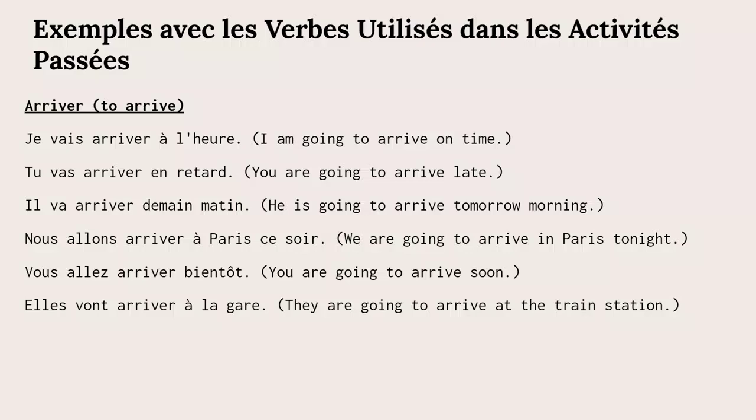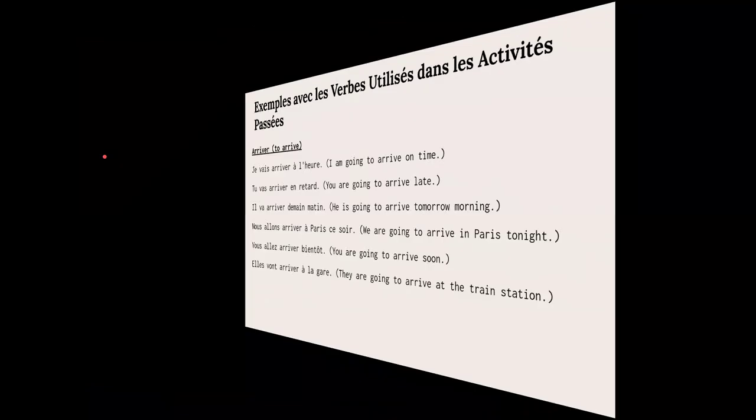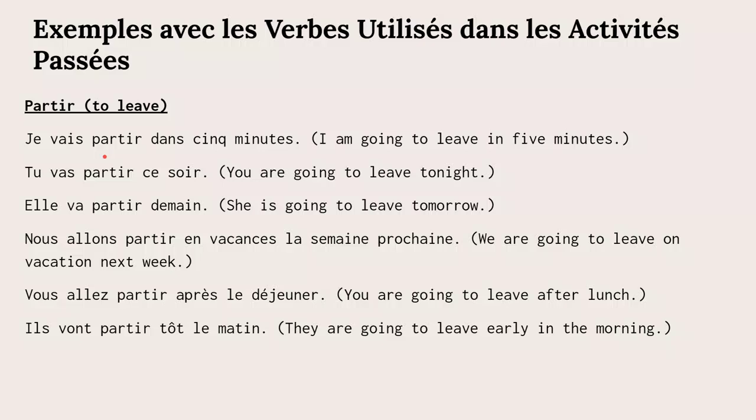It's the same thing. You can see you just conjugate the verb aller in the present tense. Then you add your verb in the infinitive to make a future tense. That's what we call the near future tense, the futur proche. So that's it. You can also read this. Let's go.